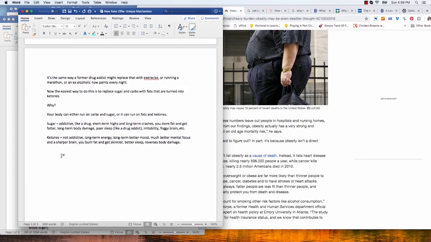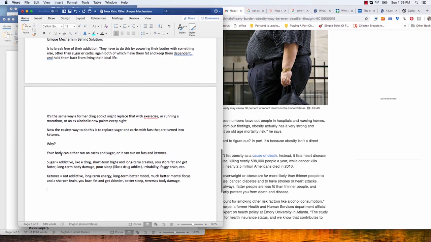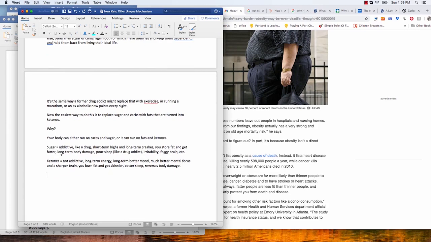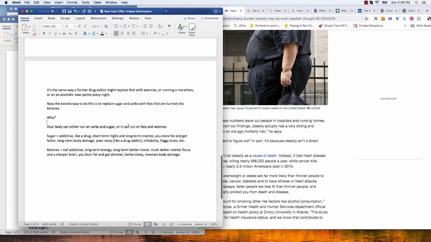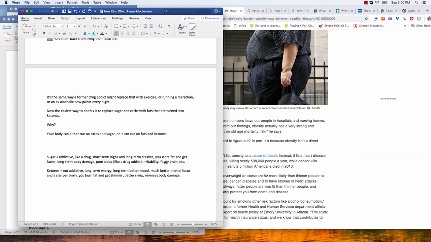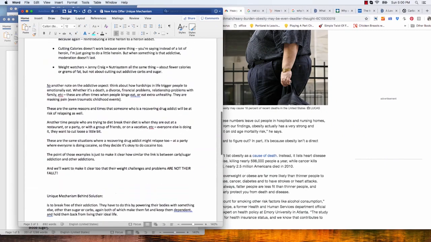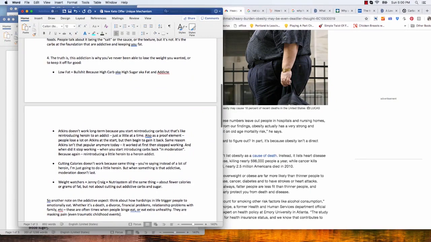And so, okay, let's think about this. Powering bodies with something else other than sugar and carbs, right? Just going from drug addict, right? I can't spell, but whatever. So basically, we have to explain the difference here. This is the part where it's like science explaining how. Like I've probably already explained how carbs. So how do we explain the sugar?